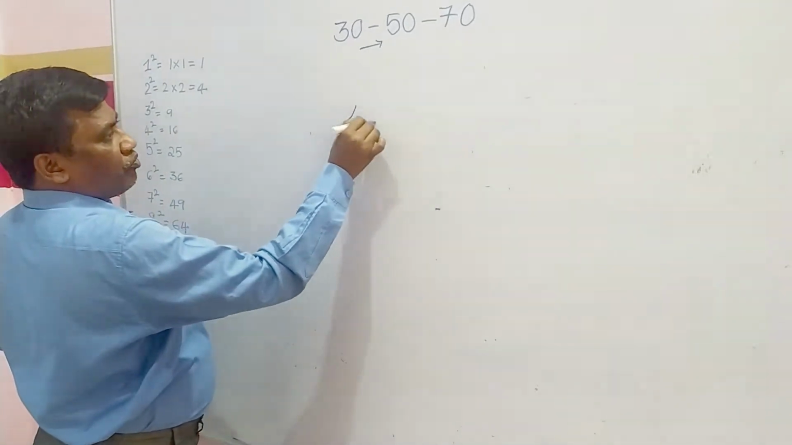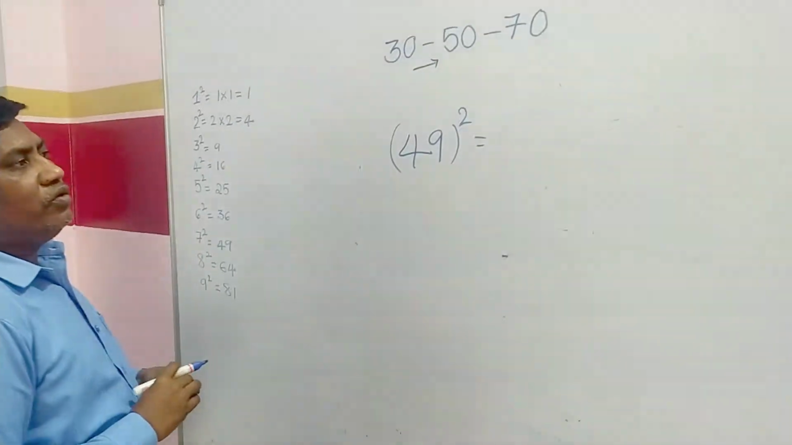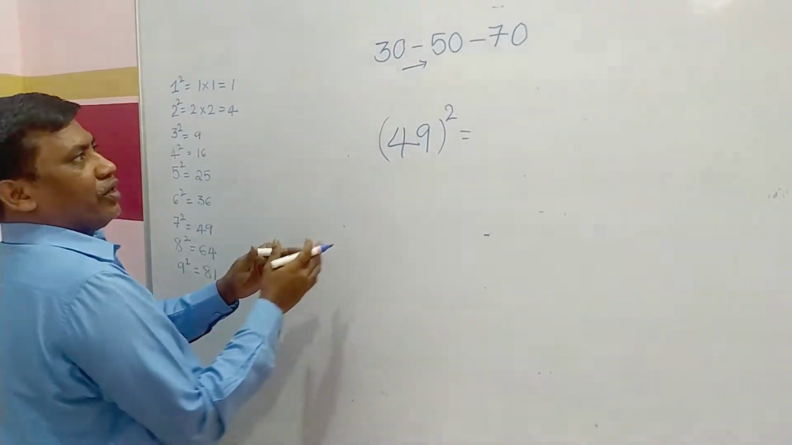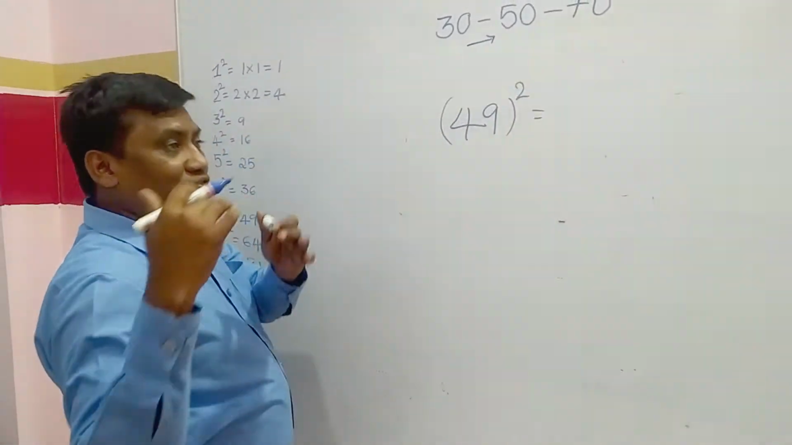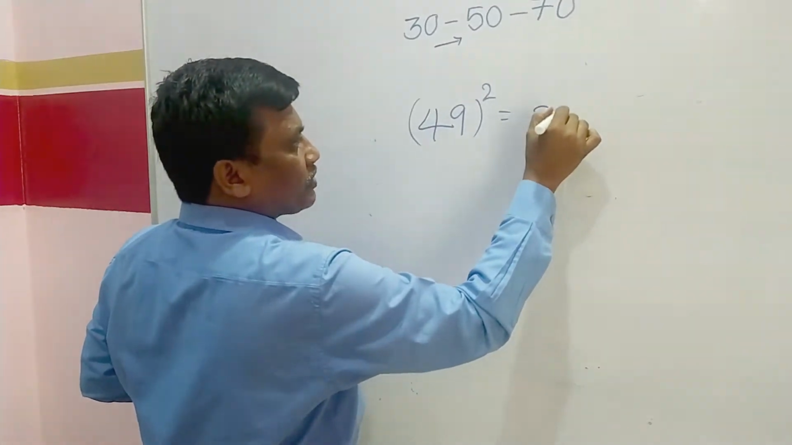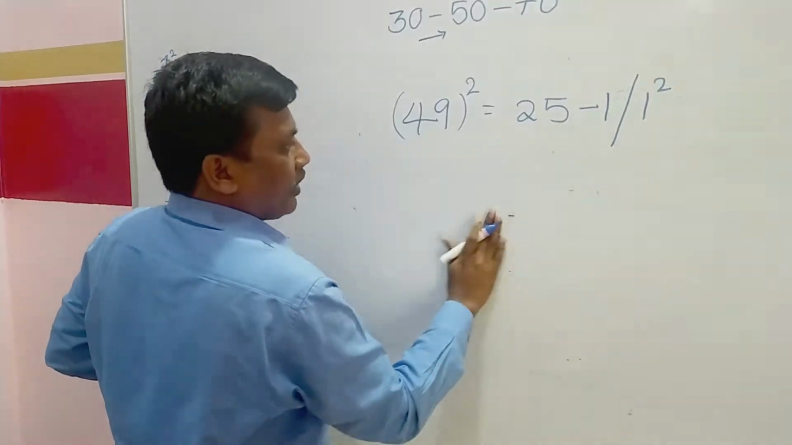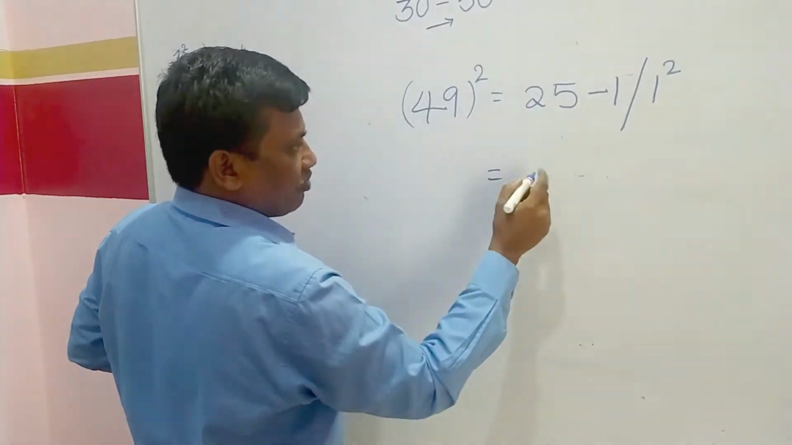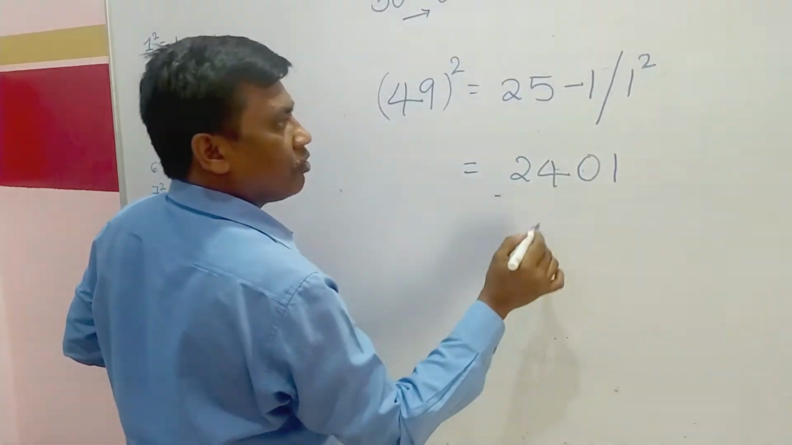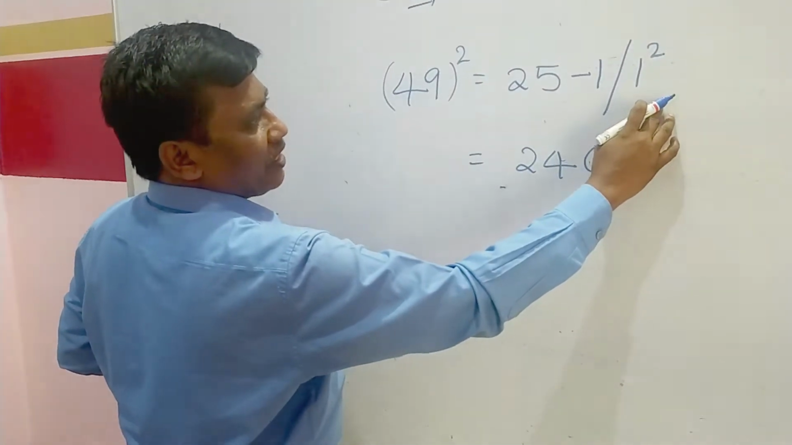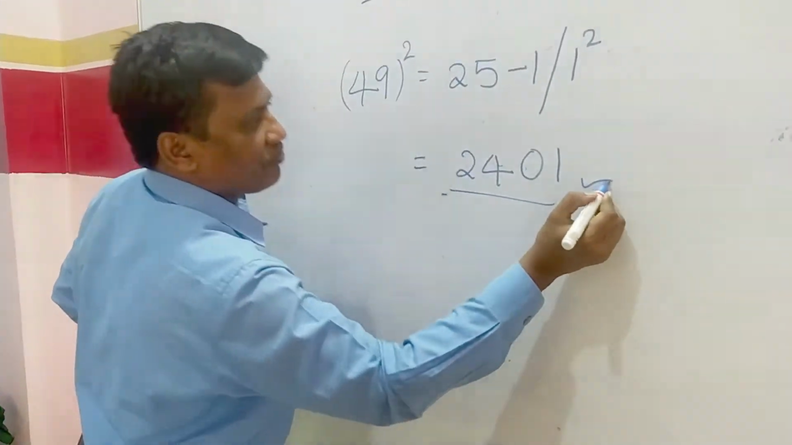Okay, coming to 49. Suppose 49 square. Now what we have to do? The concept is simple. We compare this 49 with 50. 49 is 1 less than 50. So we do 25 minus 1, slash, 1 square. 25 minus 1 is 24. 1 square is 1. So 01, because we got only a single digit but we have space for 2 digits, so just add 0. This is the answer, friends.